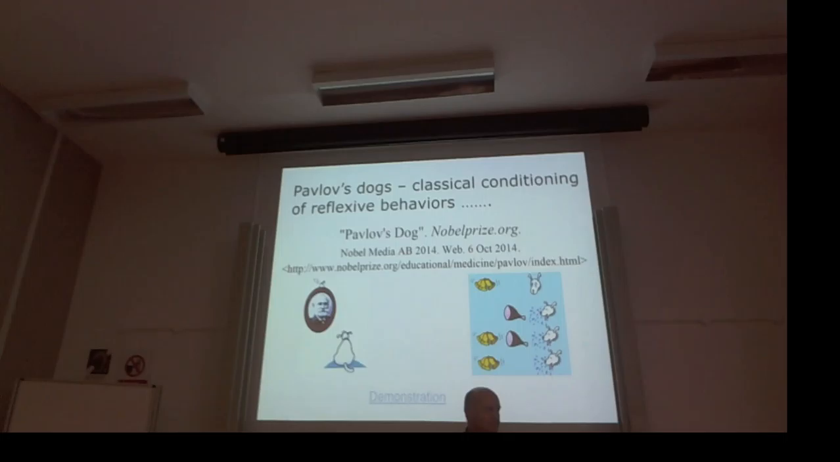Okay, so possibly the simplest form of learning that we can think about is conditioning. And the simplest form of conditioning is classical conditioning. Classical conditioning happens when a stimulus starts getting associated with a conditioned response. And the classic example of this is Pavlov's dogs, which we will now try to awaken again.